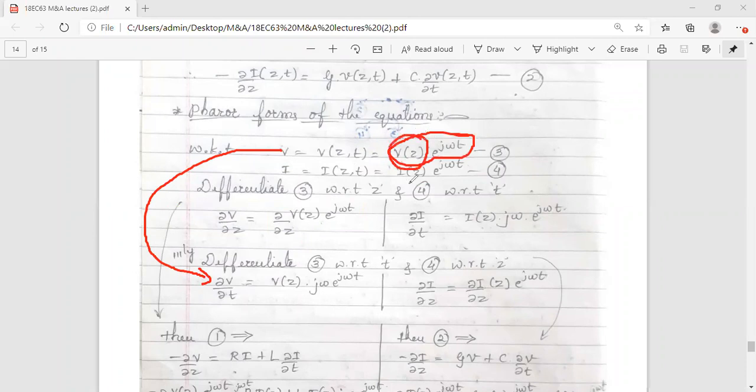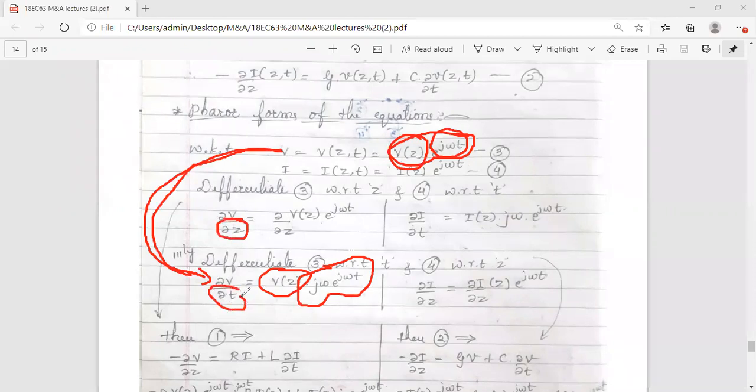see there are two terms. V of Z is independent of time, keep it as it is, and the next is e raised to j omega t. What is the differentiation of e raised to theta? e raised to theta only. If it is e raised to j theta, it is j into e raised to j theta. So it is j omega into e raised to j omega t. This is how I have applied differentiation for equation 3, one time with respect to Z, one time with respect to T.